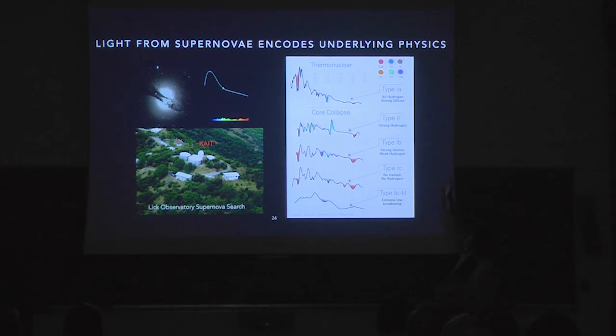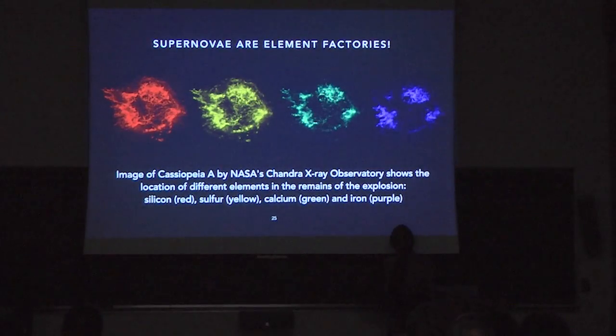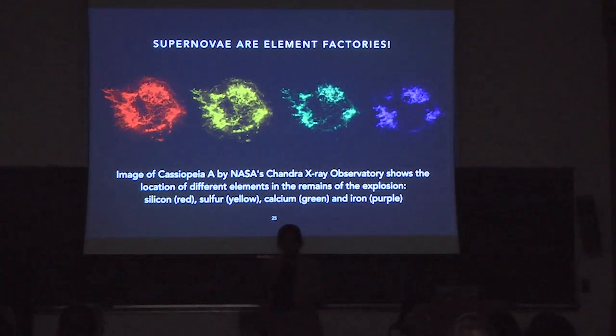There's a lot of classifications here. These are the observer's classifications. I only have two classifications in my head, and I'm going to stick with those, and that's thermonuclear and core collapse. Okay, we can also look at remnants of supernovae.